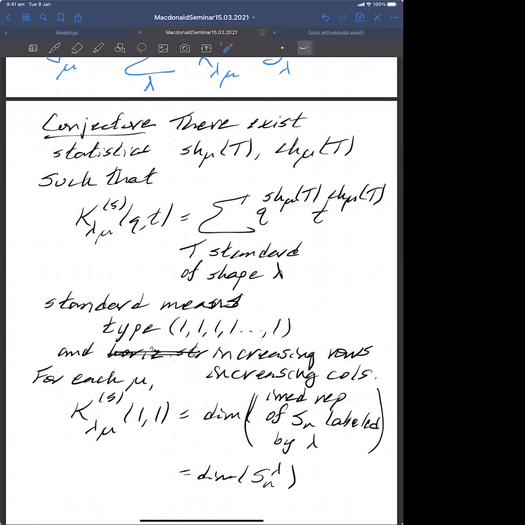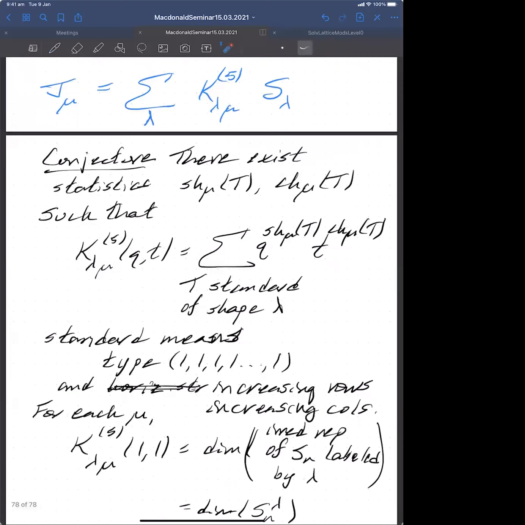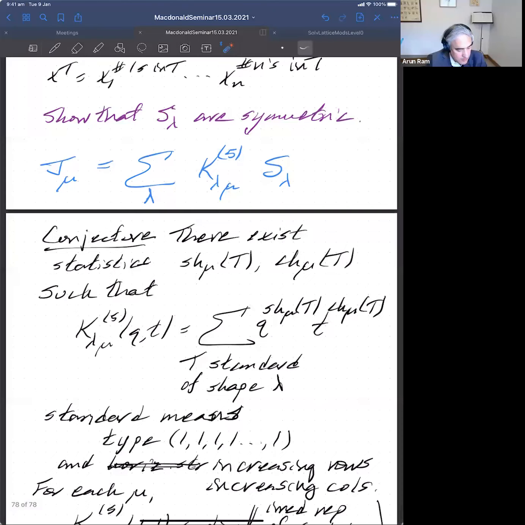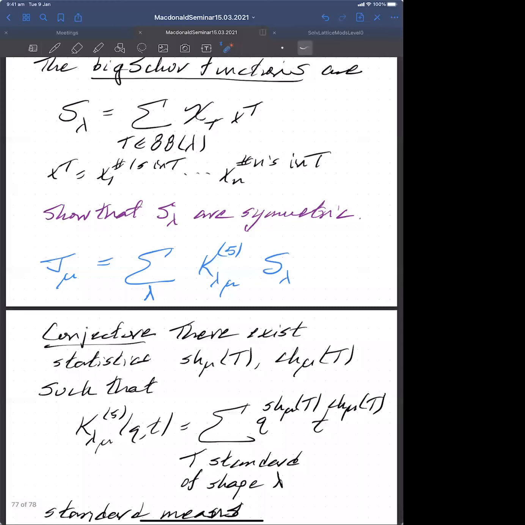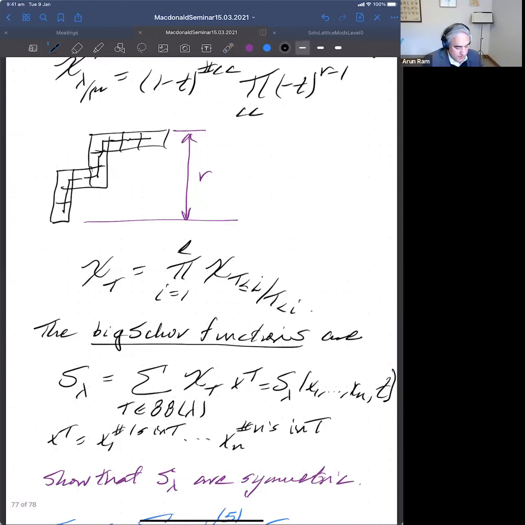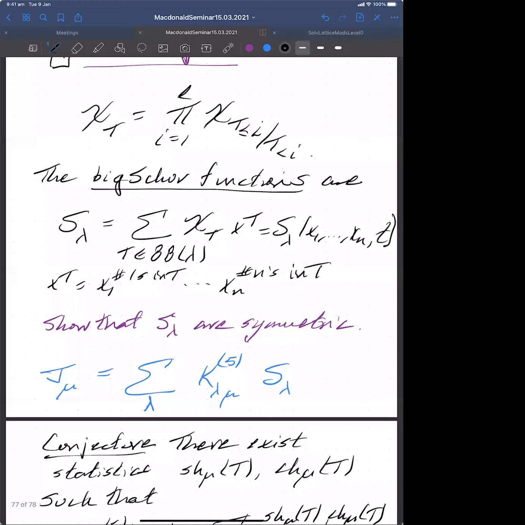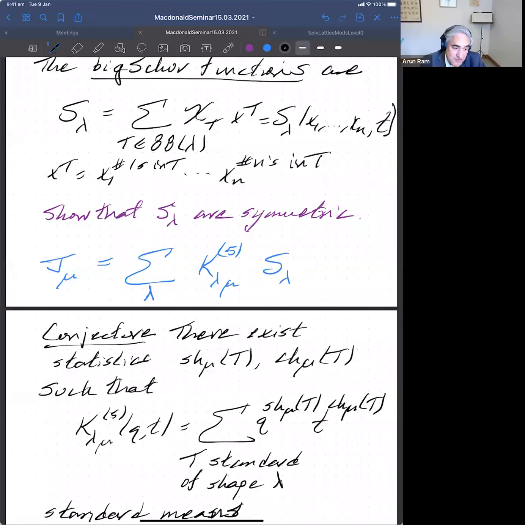By the way, in the statement above, Arun, the big Schurs only have a t in them but not a q, is that right? That's right. Big Schurs only depend on t. So this is a function of x1 up to xn and t. There's no q at all in them. And these are extremely fascinating numbers. But I cannot say I have any understanding of them.